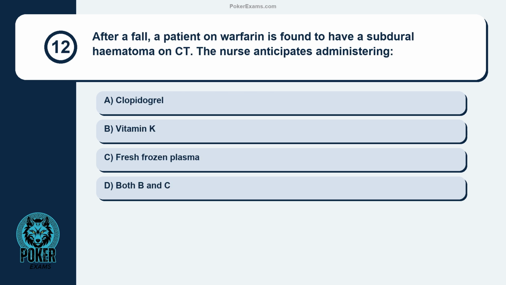Question 12. After a fall, a patient on warfarin is found to have a subdural hematoma on CT. The nurse anticipates administering: clopidogrel, vitamin K, fresh frozen plasma, both B and C.